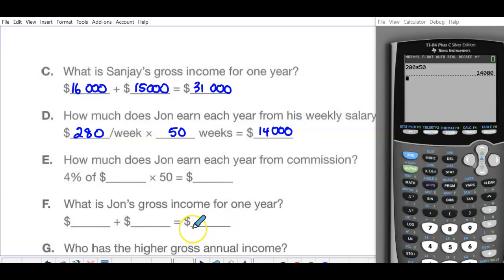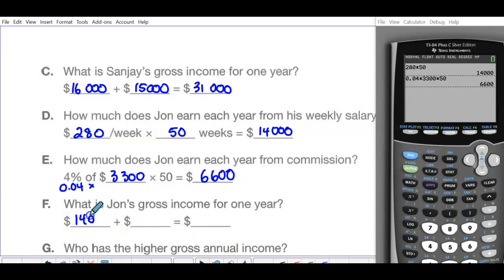Then how much does he earn each year from commission? Well, 4% of the 3,300 that he sells. Okay, remember of means multiply, and 4% is 0.04. So it's really 0.04 times 3,300. That's for 1 week, and he does that every week for 50 weeks. So 0.04 times 3,300 times 50. That's 6,600.